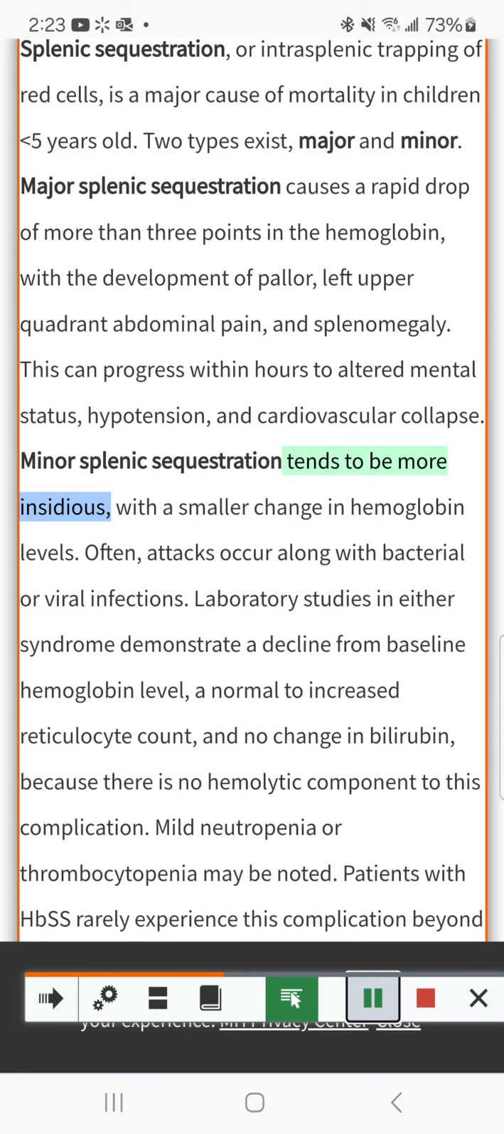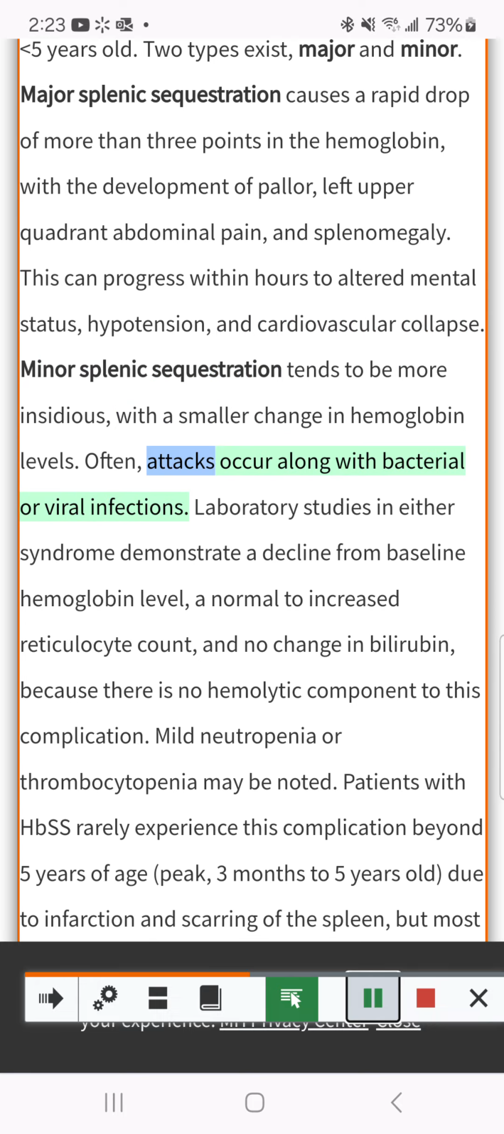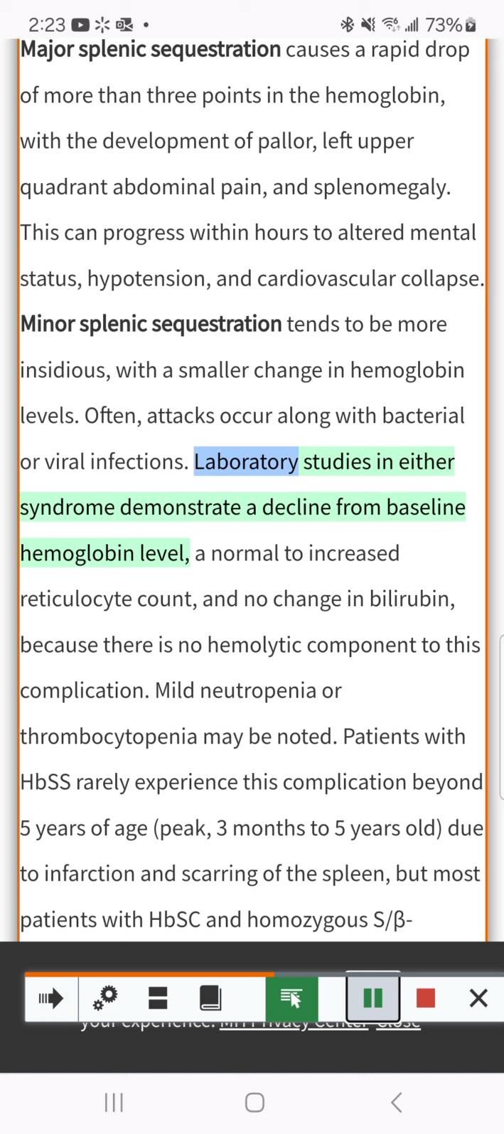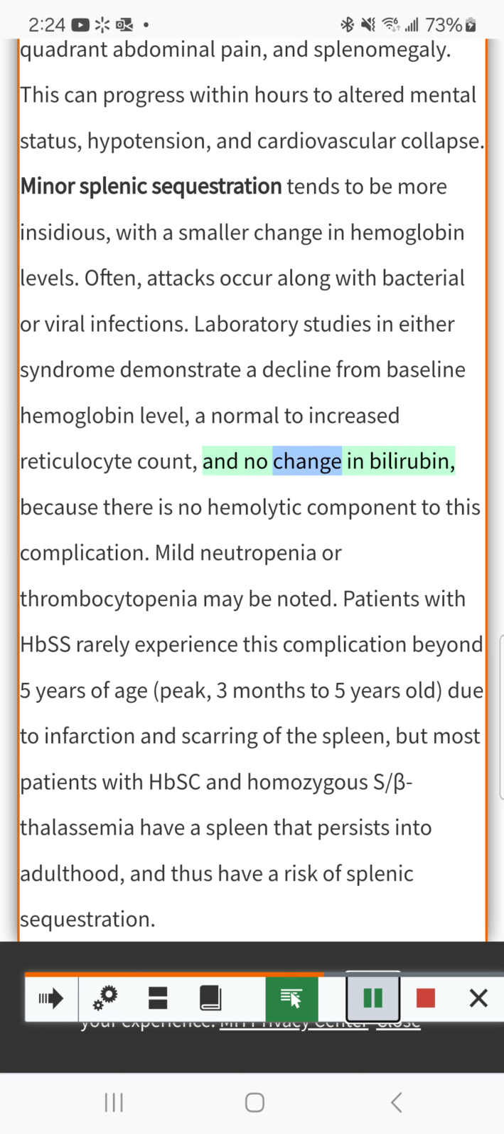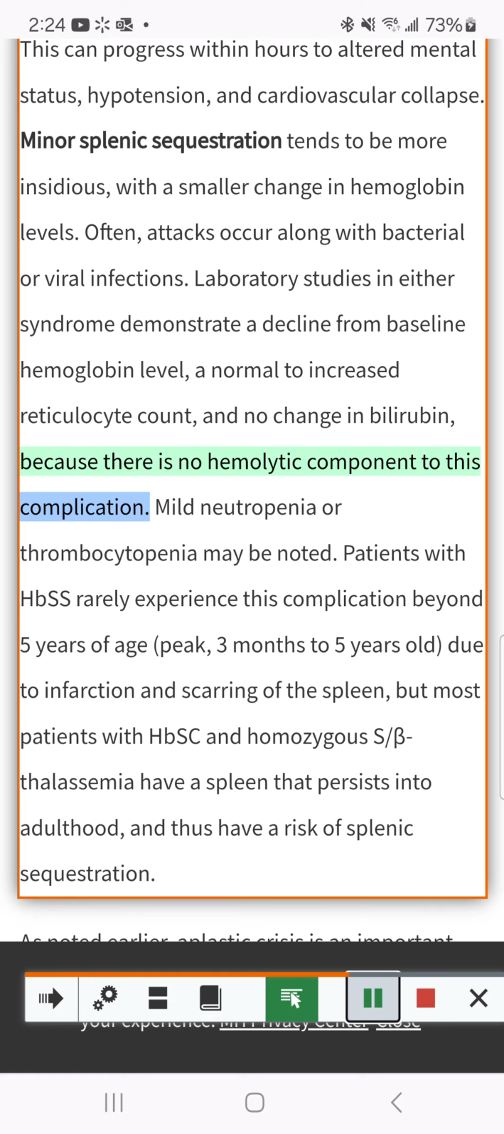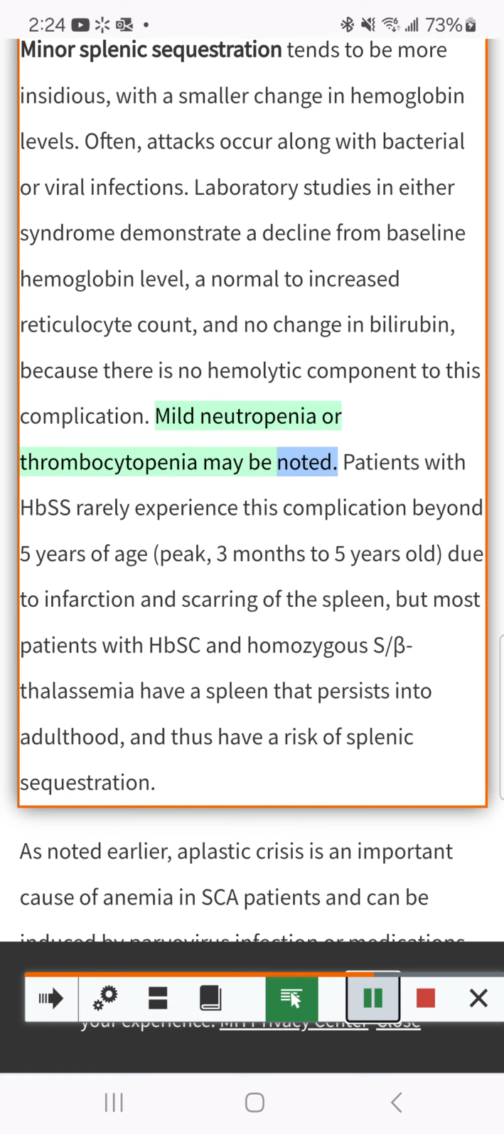Minor splenic sequestration tends to be more insidious, with a smaller change in hemoglobin levels. Often, attacks occur along with bacterial or viral infections. Laboratory studies in either syndrome demonstrate a decline from baseline hemoglobin level, a normal to increased reticulocyte count, and no change in bilirubin, because there is no hemolytic component to this complication. Mild neutropenia or thrombocytopenia may be noted.